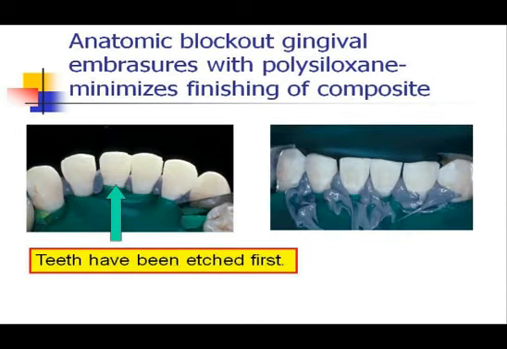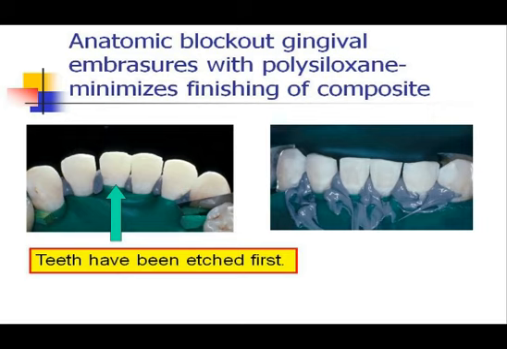The next step is creating an anatomic blockout of the gingival embrasures with a polysiloxane impression material. We can use a fast-setting medium body or a fast-setting heavy body material syringed into those gingival interproximal areas. We've etched the teeth first because we want to make sure there's no moisture trapped in this anatomic blockout. The reason for using the anatomic blockout is it's a passive blockout.